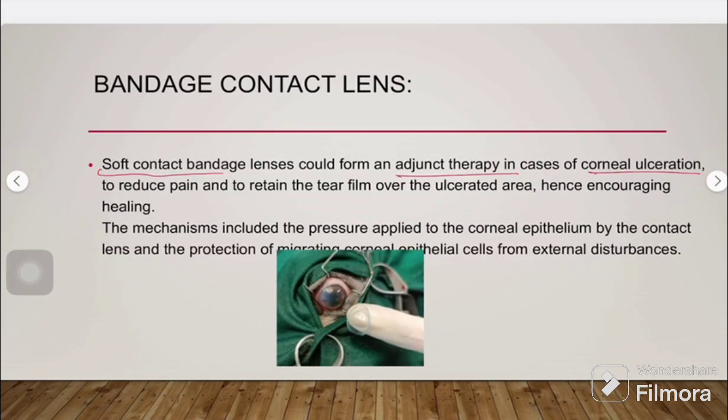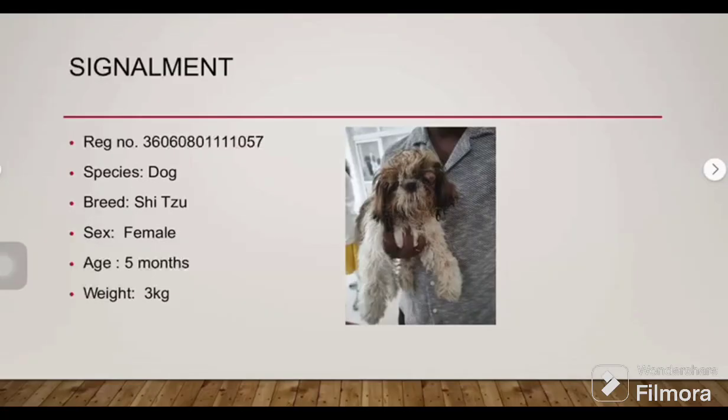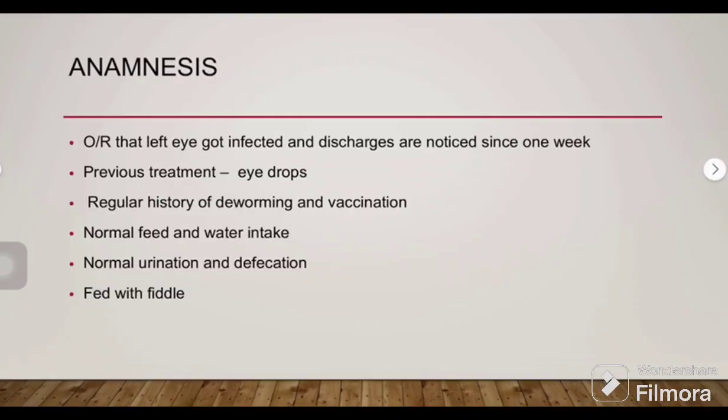So let's discuss one case here. So what happened? A Shih Tzu female, 5 months old and weighing 3 kg, was presented to clinics having a history of discharges since 1 week, and they used human eye drops previously. There was a regular history of deworming and vaccination, so we can eliminate herpes virus. There was normal feed and water intake, normal urination and defecation, and normal clinical observation.